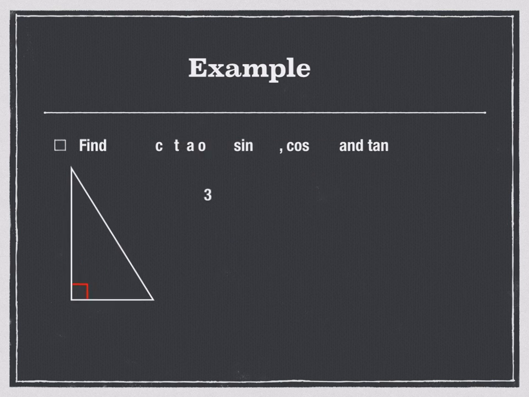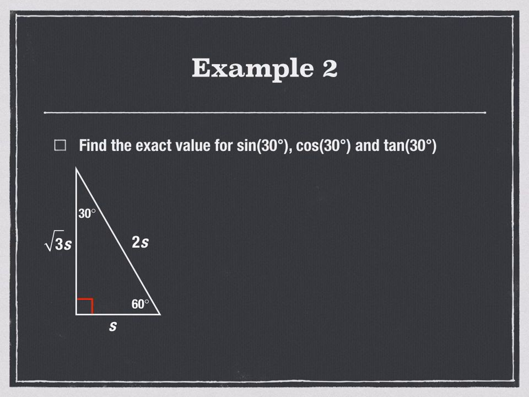Now we're going to go back to a previous section that we looked at, the idea of the 30, 60, 90 triangle from section 8.3, and we are going to find the exact values for sine, cosine, and tangent of 30 degrees. So sine is, of course, SOHCAHTOA. We're going to say sine is opposite over hypotenuse. In this case, because we're talking about the 30-degree angle, that means s over 2s. So what happens to the s's? They cancel, and I'm left with 1/2. So the exact value for the sine of 30 degrees is 1/2.